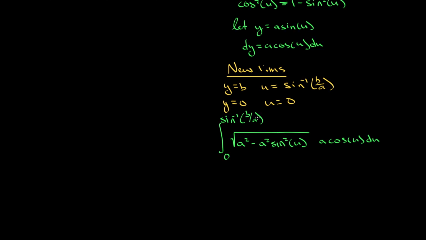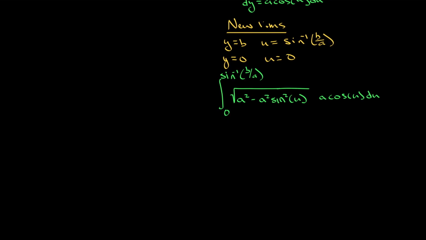And now let's keep working on this. We just need to simplify a little bit, and then we'll be able to anti-differentiate and evaluate. So let's do that. It looks like we can factor out an a squared. And then we could take the square root of that, and that would be just a. So a would come out of this. So we'd have, let's start getting that down. We're going to have definite integral from 0 to the inverse sine of b over a, okay?